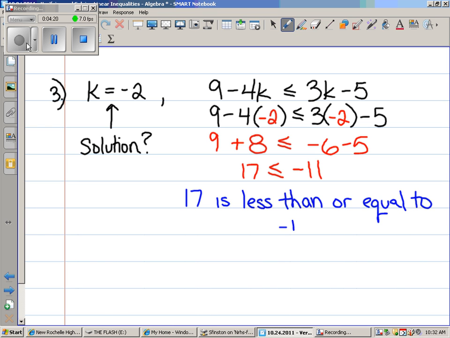Now, what are you thinking? Does that make any sense? Is that true or false? True. No, it's false. Very nice. Yeah, it's totally false. There's no way. That makes no sense. So, no, k equals -2 is not a solution. How easy. Wish I had my Staples button. That was easy.